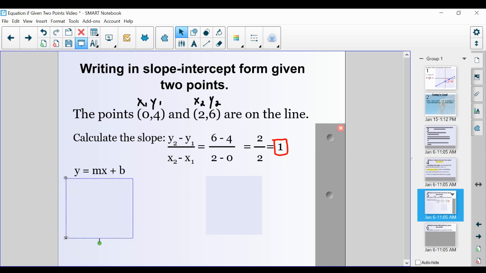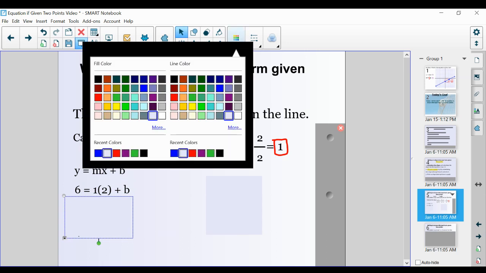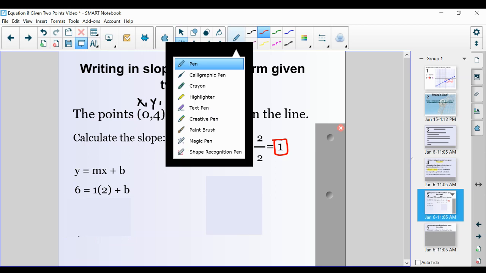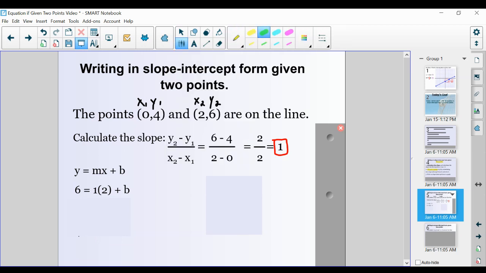So we have y equals mx plus b. We can substitute in a coordinate point. We substitute in (2, 6). If I highlight it for you, it'll help you out just a bit. So the 2 is our x value. The 6 is our y value. And now we're going to solve for b. We're going to subtract 2 on both sides, and we get that 4 is equal to b.